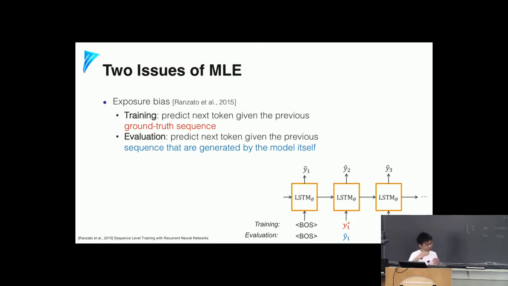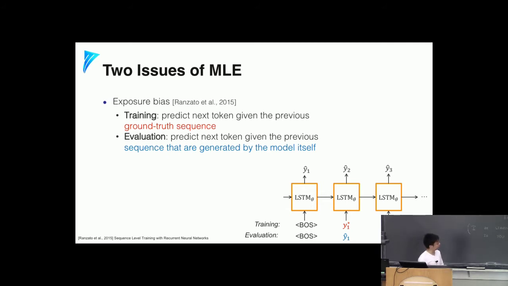So we can see there is a discrepancy between training time and the evaluation time, right? Because at the training time, the model will never be exposed to its own mistakes, because it will always see these ground truth tokens. But at the evaluation time, if the model made a mistake at this step, then this mistake will be fed into the next steps, right? And affect all predictions in a sequence.